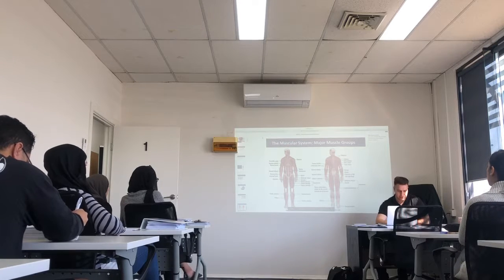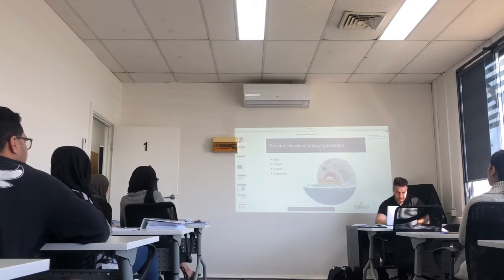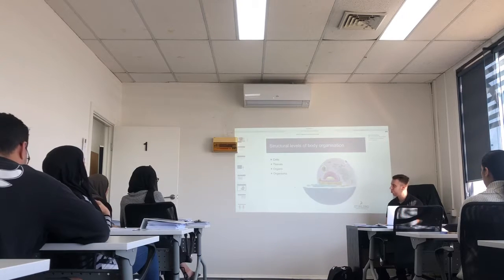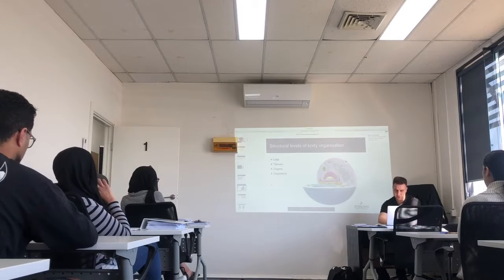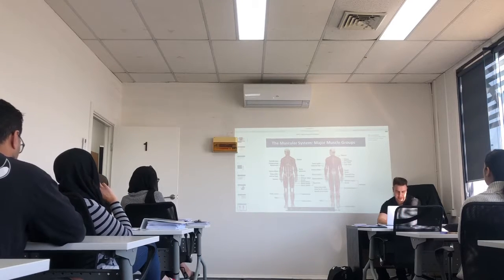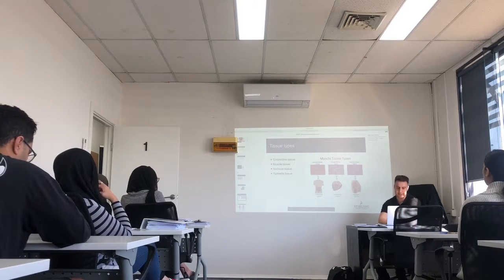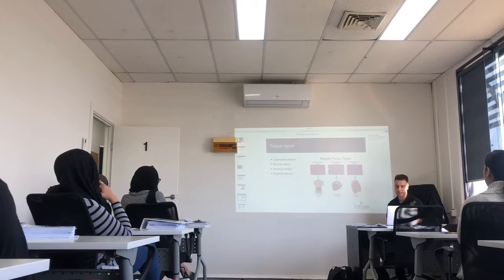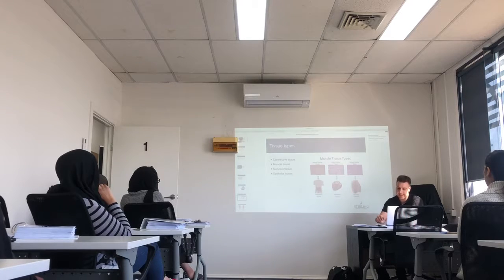Structural levels of body organisation. Our body is made up of cells, tissues, organs and organisms. Those are the four different levels of body organisation. For tissue types, we've got connective tissue, muscle tissue, nervous tissue, and also epithelial tissue. If you look at the examples, smooth muscle tissue is under involuntary control, then there's cardiac muscle tissue as well, and skeletal muscle tissue.